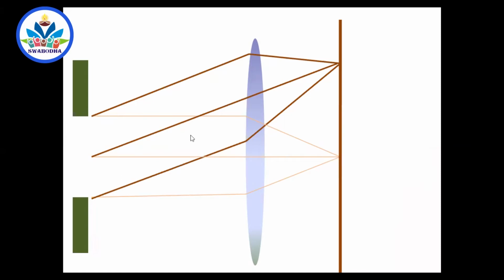And when the diffracted rays go like this, at what angle? Say theta. When they go like this, you know a sin theta is equal to n lambda, where a is the width of the slit, and theta determines the path difference.